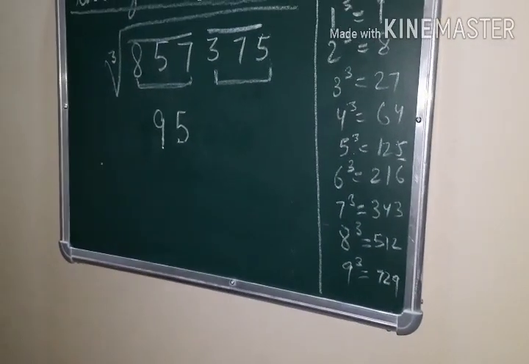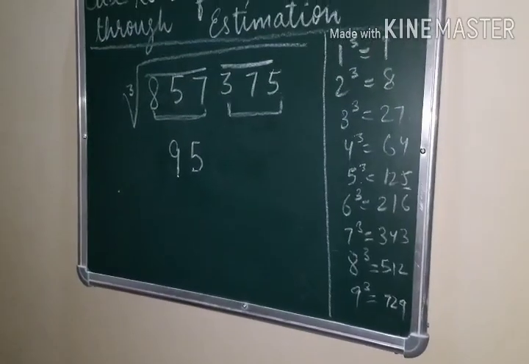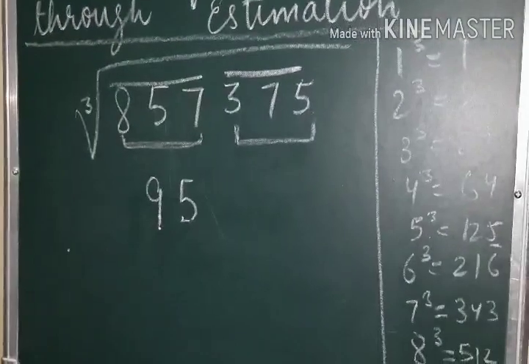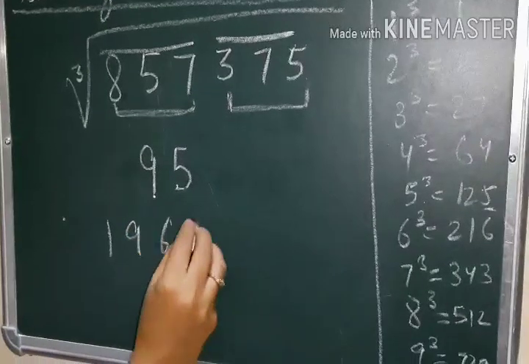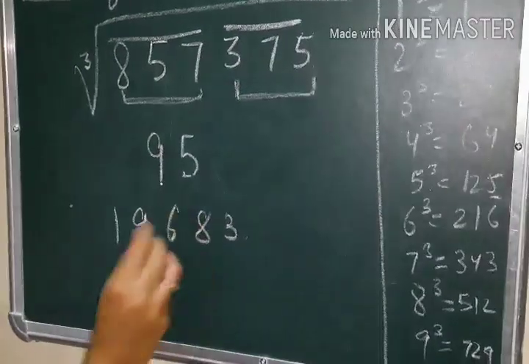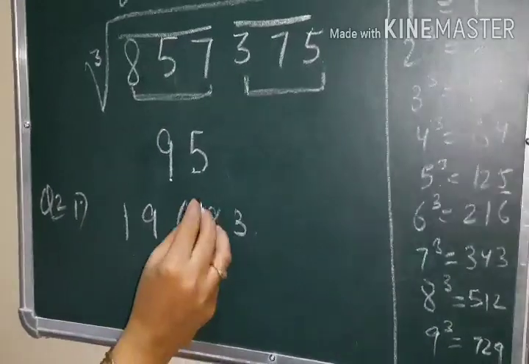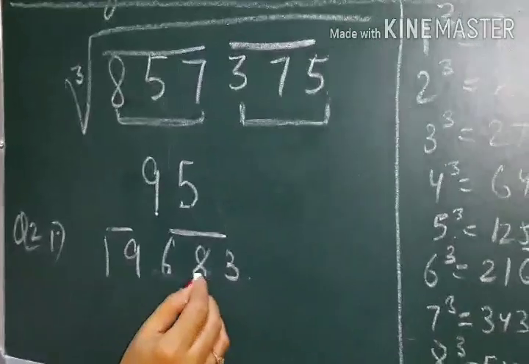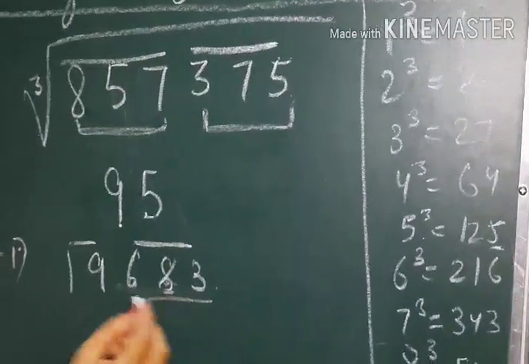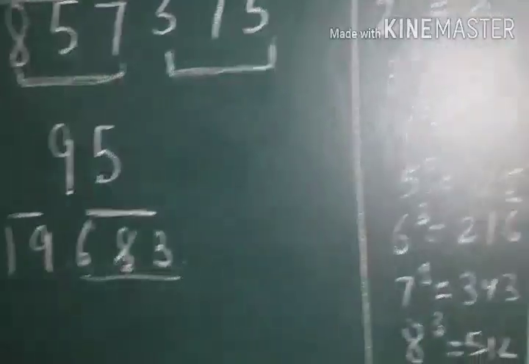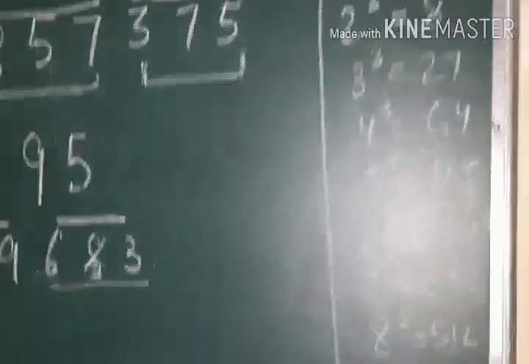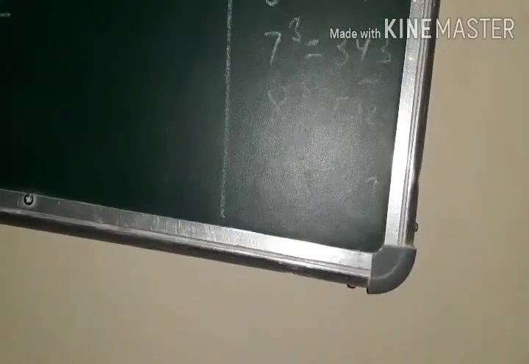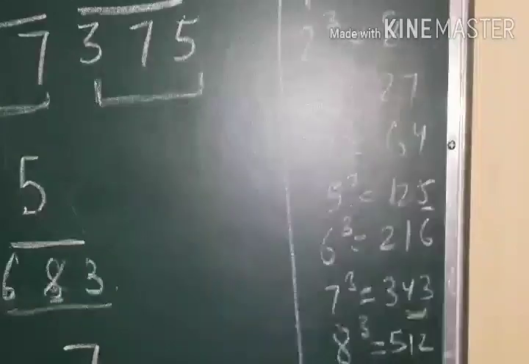One more question we can have. If I take the number 19683. This is question number 2 of the first part I am discussing. Again I have to frame the groups from the back, so there will be 2 groups. First we decide the units place. The group is 683. For which cube do you get the units digit 3? You get it in the cube 343, and it is the cube of 7. So the units place will be 7.